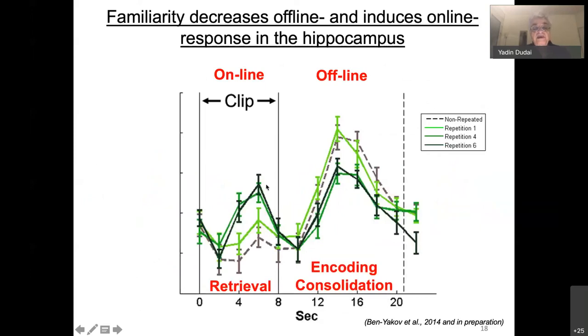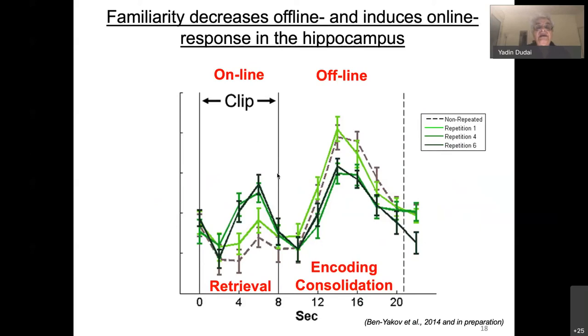The last data point, don't be alarmed by these graphs. All they say is the following. We can show that the activity of the brain when it's online, when you observe the movie, the small clip, is mostly based on retrieval and comparison. You retrieve information from the past to tell the brain what is new.